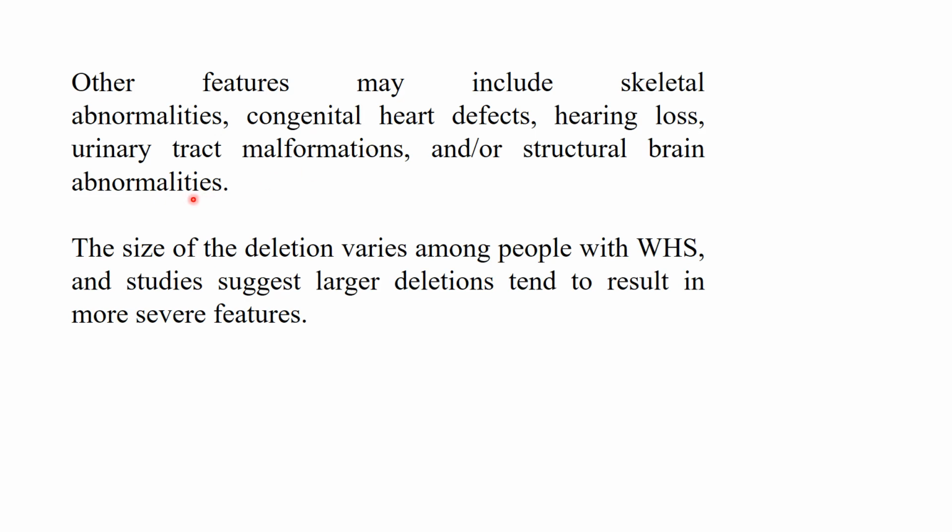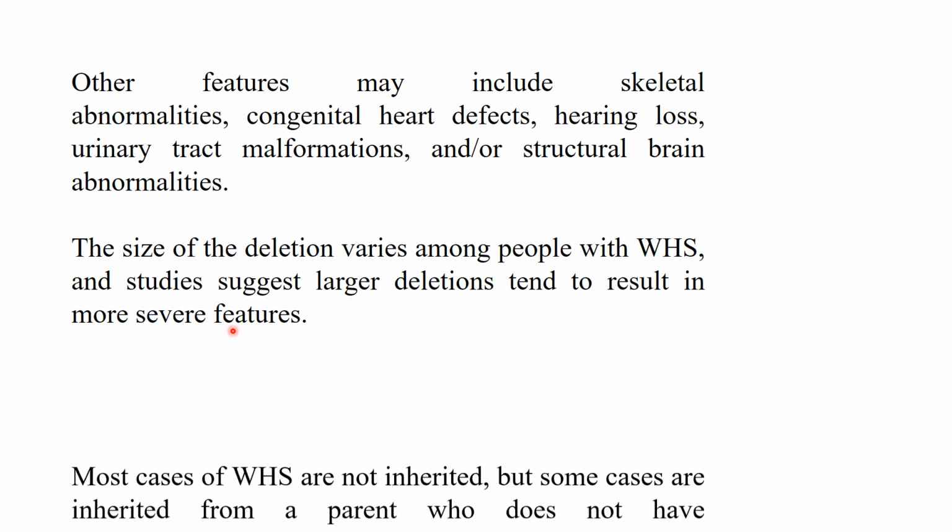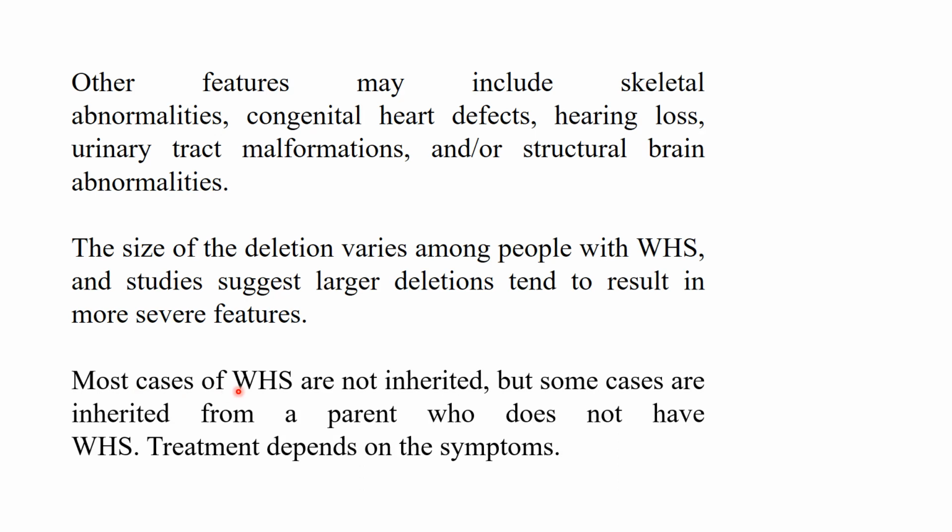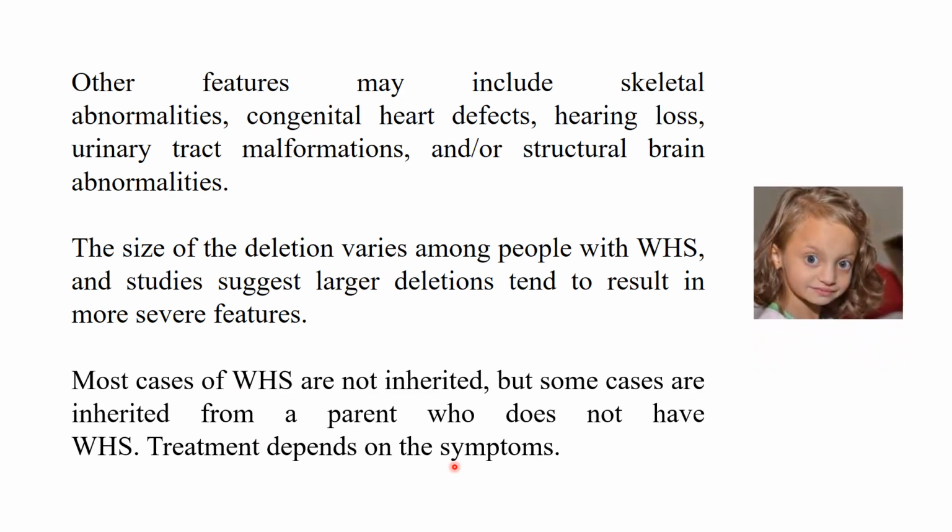Other features of this disorder may include skeletal abnormalities, congenital heart defects, hearing loss, urinary tract abnormalities, and structural brain abnormalities. The size of the deletion varies among people with WHS, and studies suggest larger deletions tend to result in more severe features. जितनी ज़्यादा deletion ज़्यादा होगी, उतने features, उतनी abnormalities ज़्यादा होंगी. Most cases of WHS are not inherited, but some cases are inherited from a parent who does not have WHS. Treatment depends on the symptom, that is supportive therapy. Child suffering from WHS, Wolf-Hirschhorn syndrome.